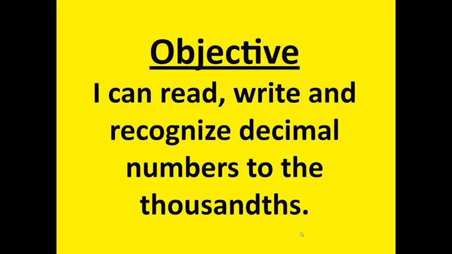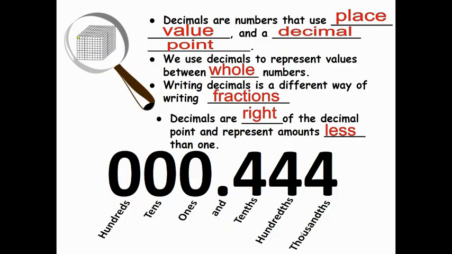So today's lesson is I can read, write, and recognize decimal numbers to the thousandths. We already know that decimals are numbers that use place value and a decimal point. We use decimals to represent values between whole numbers. Writing fractions is a different way of writing decimals. And decimals are right of the decimal point and represent amounts less than 1.